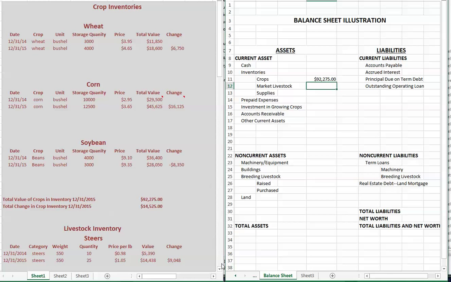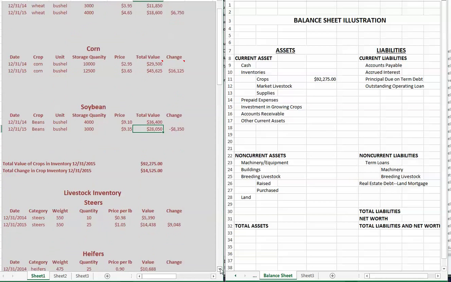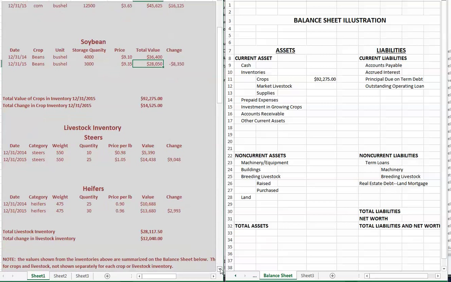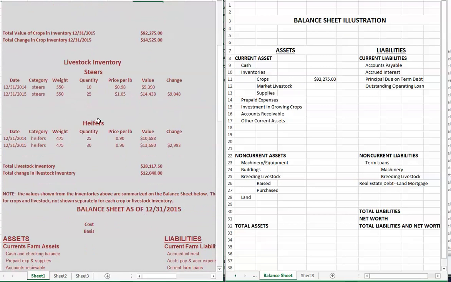Now the same thing for market livestock. We come down a little ways and we'll notice that this farm said that they had 15 head of market steers on the farm at the end of the fiscal year, put a value on those at 14,438. Same thing for heifers. They had 30 head on hand and put a value on those of 13,685. I think I may have misquoted that. It was 25 steers. So 25 steers, 30 heifers on hand at the end of the year, an estimation of what they weighed, and an estimated price to give a total value.